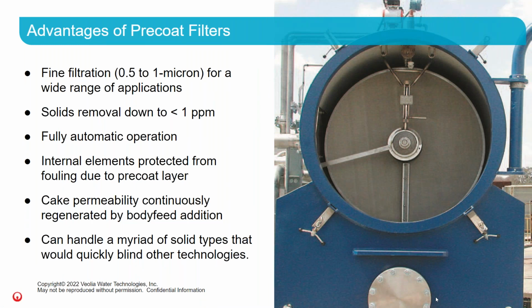Now we'll look through some of the advantages of using Precoat filters. Precoat filters can remove particles that are 0.5 to about 1 micron. We saw that earlier. And this provides a fine filtration and also reduces the solids down to less than 1 ppm. Typically, Precoat filters can be fully automated, and this goes from the Precoat cycle to the filtration cycle, the cleaning cycle, and then back into service with the Precoat cycle.